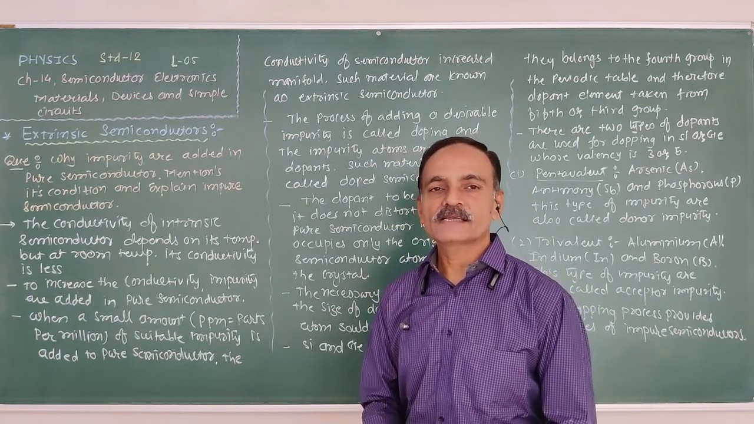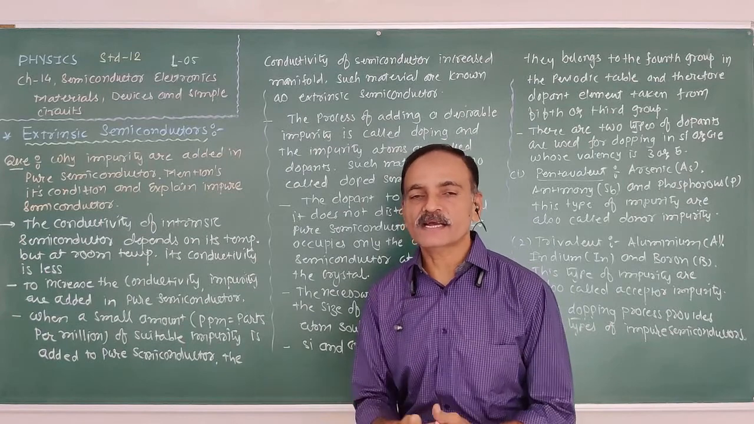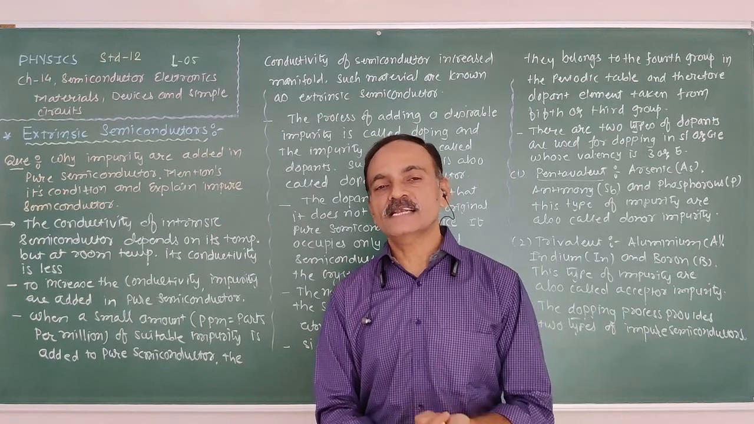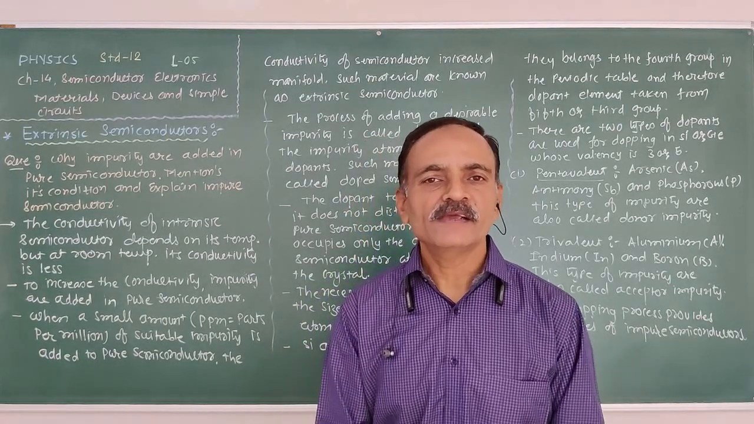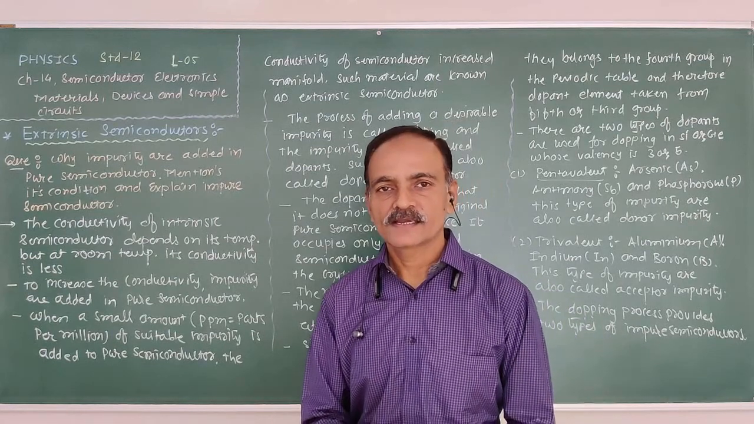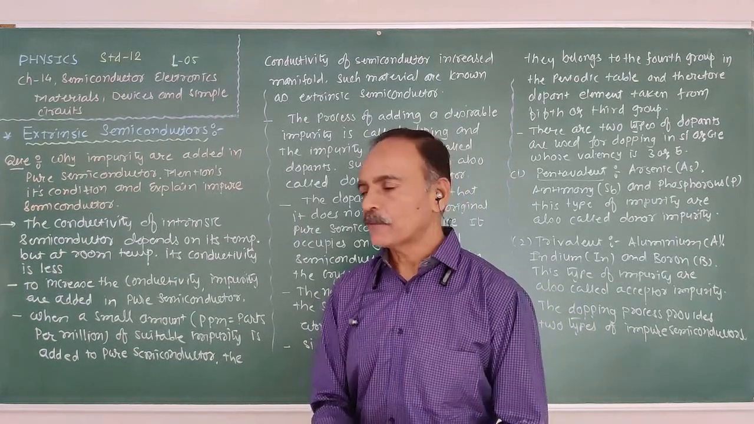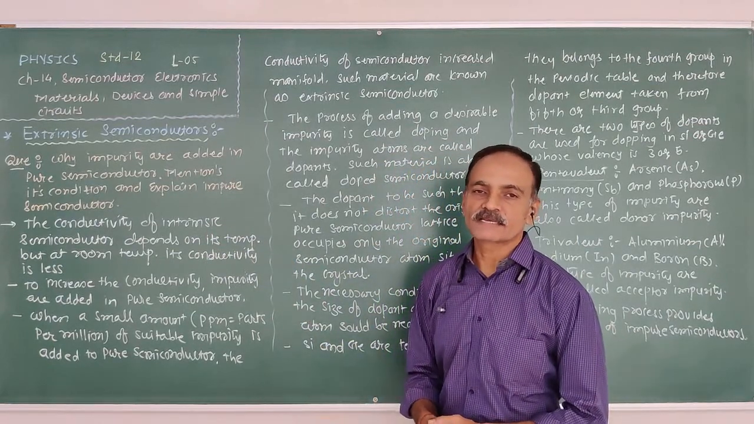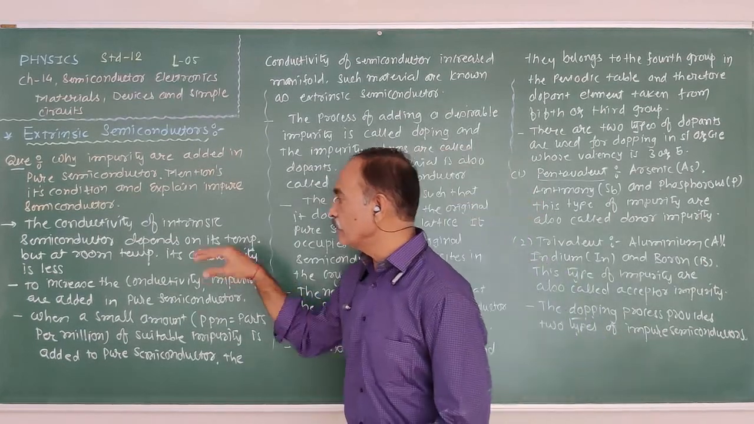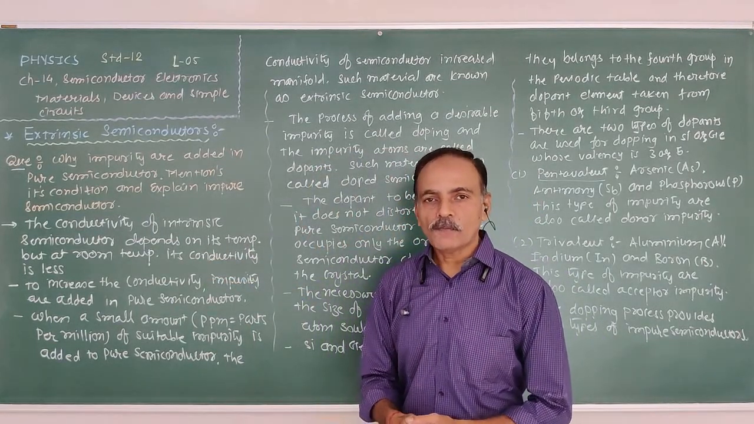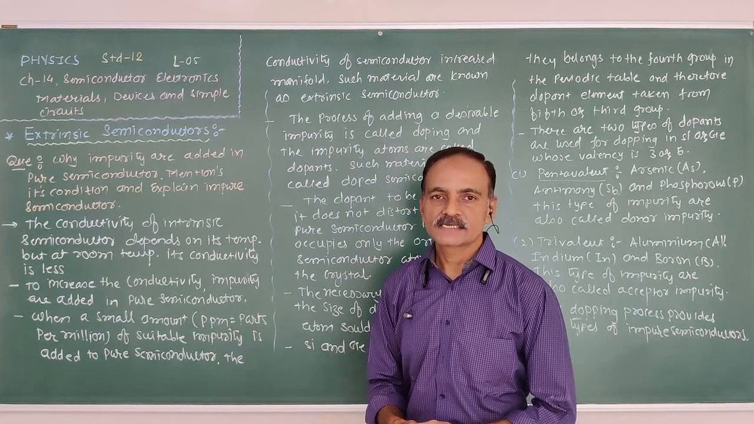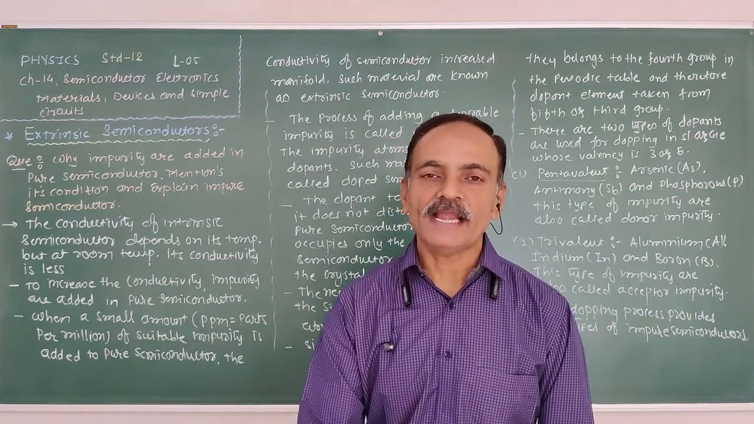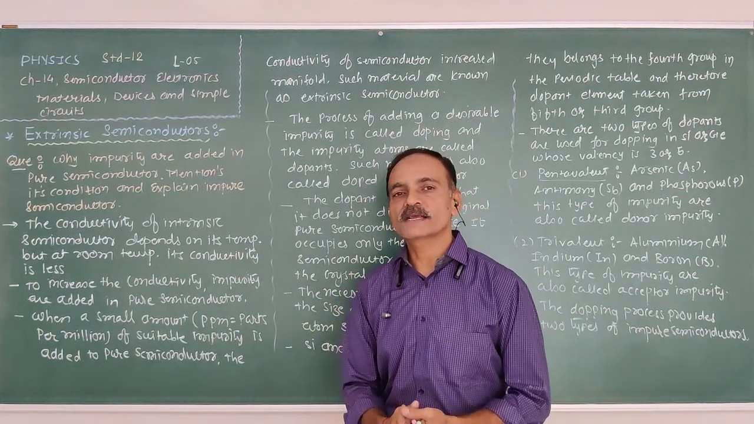We know that, as we just discussed, in a pure semiconductor, as the temperature increases, covalent bonds are broken, so as a result, some electrons become free and take part in the conduction of electric charge. Therefore, the conductivity of an intrinsic semiconductor depends on its temperature. And at room temperature, the conductivity of a pure semiconductor is less. To obtain more conductivity, it is necessary to add impurity to the pure semiconductor.